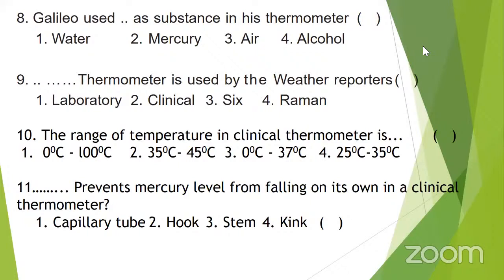So 11th, someone is telling 1. I don't think 1. It is not 1 Tejasri. Of course, in the capillary tube, it expands. In the capillary tube itself, there is a constriction which we call as kink. So kink prevents mercury level from falling on its own in a clinical thermometer. So now we have seen a few more questions and I'll show some more questions and respond to those.